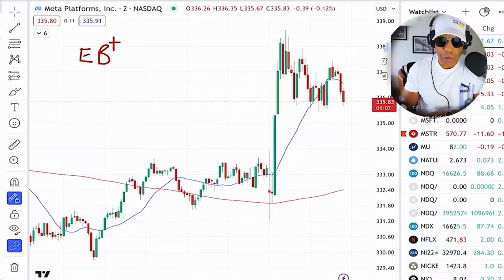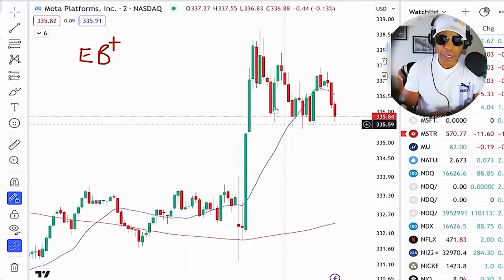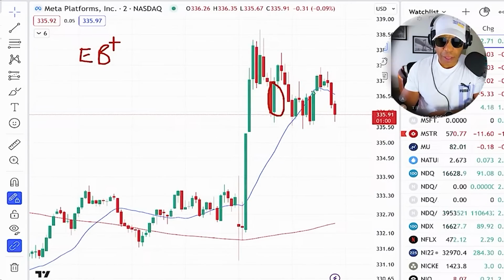Guys, this is a green bar. Let me show you. This is a strong green bar. This is a strong green bar. Let me do that in a different color. These are strong green bars.